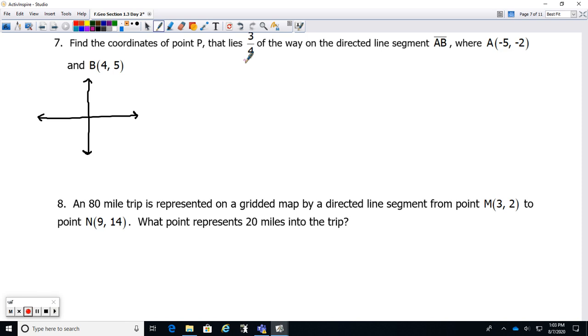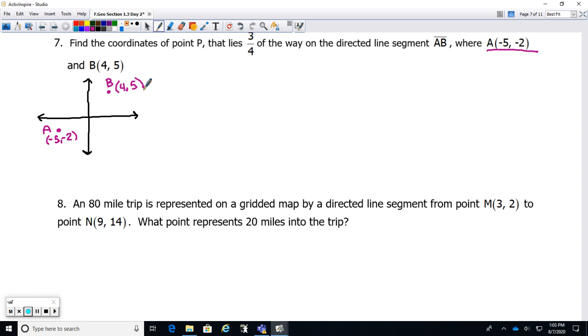So for A, they tell me -5, 2. Well, 1, 2, 3, 4, 5, 1, 2. I'm just going to estimate it. -5, -2, because of this value here. And then B is 4, 5, so the positive direction, 1, 2, 3, 4, 1, 2, 3, 4, 5. We're just trying to get relatively in the right section of the quadrants.